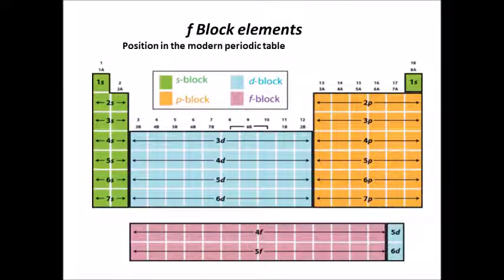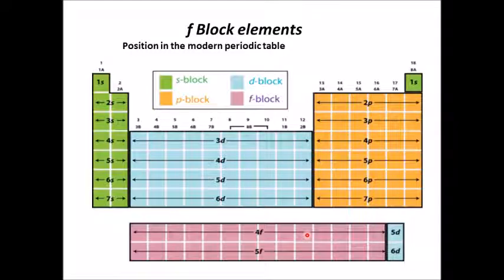We begin with the F block elements now. In the F block elements, first we have to say what is the position of the F block elements in the modern periodic table. The position is just below the modern periodic table, below the entire D block, the P block and the S block comes the F block. The F block is indicated here in purple color.